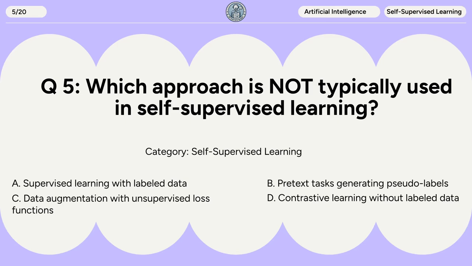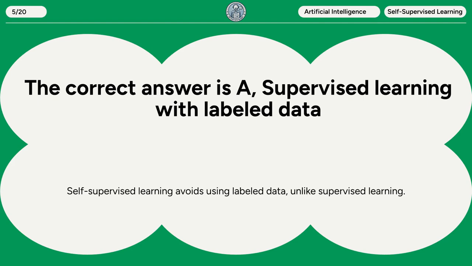Question 5. Which approach is not typically used in self-supervised learning? A. Supervised learning with labeled data. B. Pretext tasks generating pseudo-labels. C. Data augmentation with unsupervised loss functions. D. Contrastive learning without labeled data. The correct answer is A. Supervised learning with labeled data. Self-supervised learning avoids using labeled data, unlike supervised learning.